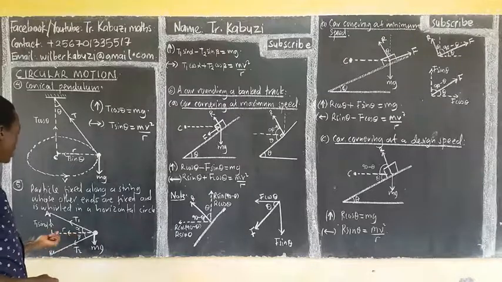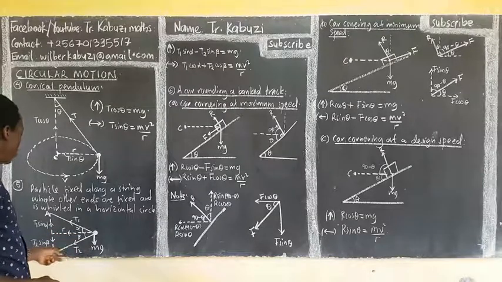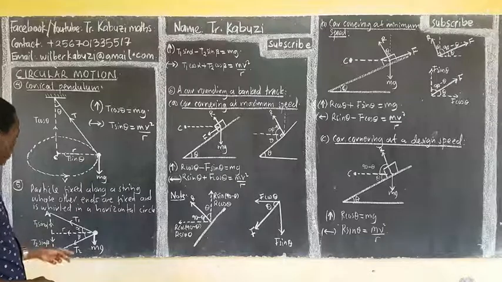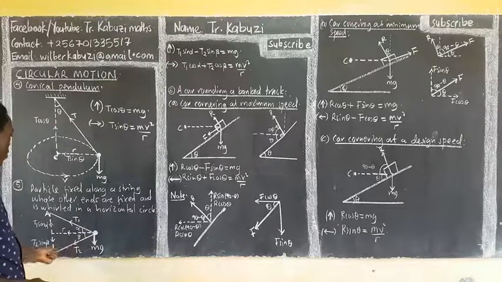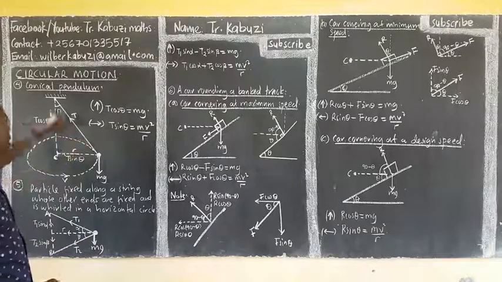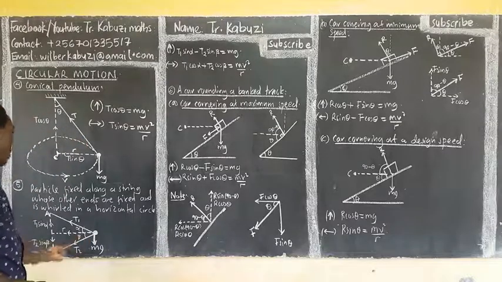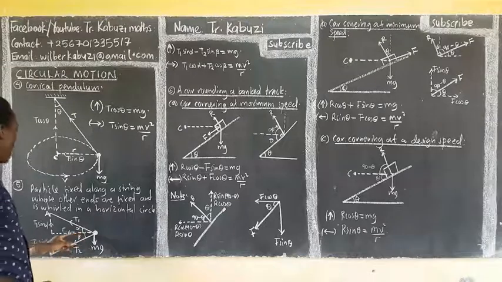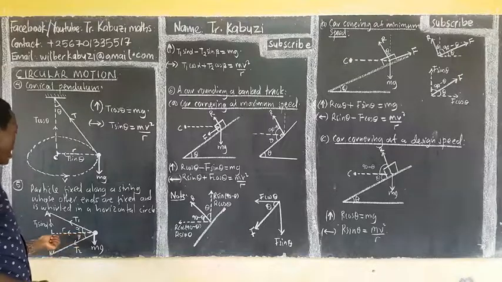It's going to be pulling it to the center. That's why our tension is in that order. Now, this particle is being pulled towards the point so that it doesn't go away. Like this, it's always pulled to the point. This one is also pulled to the point. So this angle, you see, is going to be the adjacent.